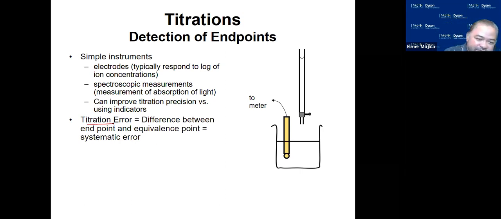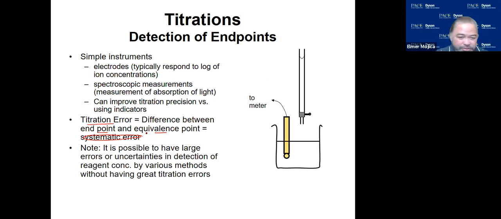Now, there is an error associated with titration. We call it the titration error, and that's just the difference between the endpoint and the equivalence point, and it is a systematic error. When you say systematic, it would be too high or too low, but consistent in terms of error. It's not like the random error. So note, it's possible to have large error or uncertainty in detection of reagent concentration by various methods without having great titration errors.